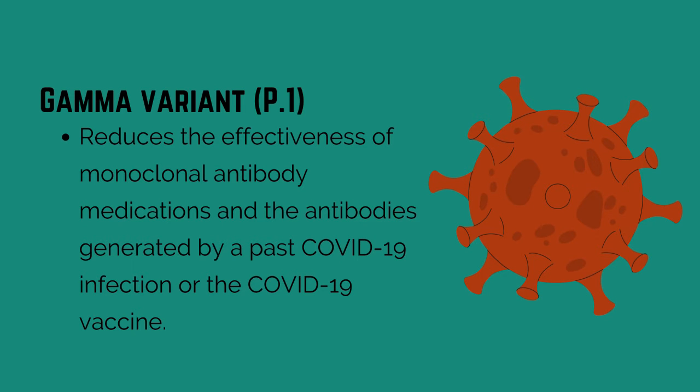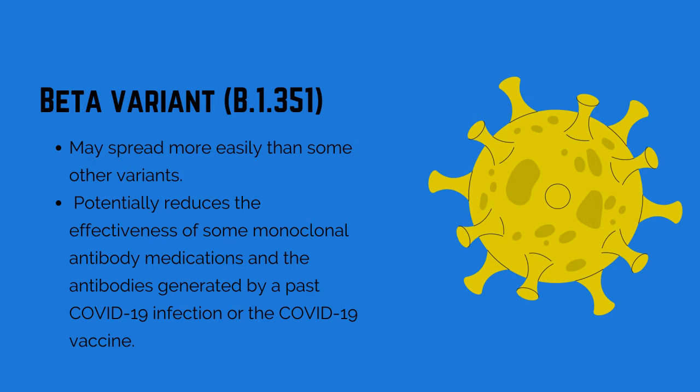Another variant is the Gamma variant. This variant reduces the effectiveness of some monoclonal antibody medications and the antibodies generated by a previous COVID-19 infection or the COVID-19 vaccine. The last variant we will talk about is the Beta variant. This variant may spread faster than other variants, but still not as easily as the Delta variant. It also reduces the effectiveness of some monoclonal antibody medications and the antibodies generated by a past COVID-19 infection or the COVID-19 vaccine.